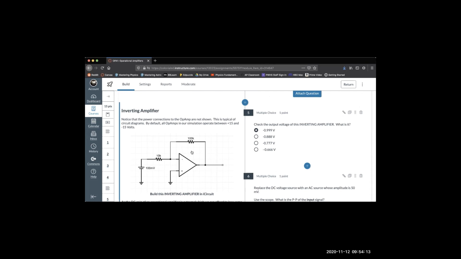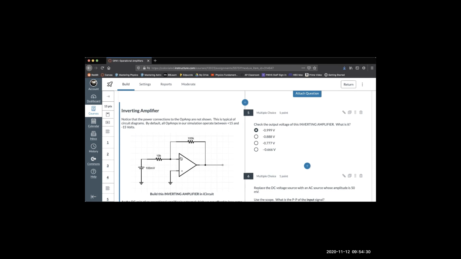Or is it easy enough? Let's see. I'll decide whether I actually have to build it. You actually have to build it because it's required. You can tell it says build this inverting amplifier. But here's my inverting amplifier here. The reason why it's called inverting is because I'm using the inverted input.